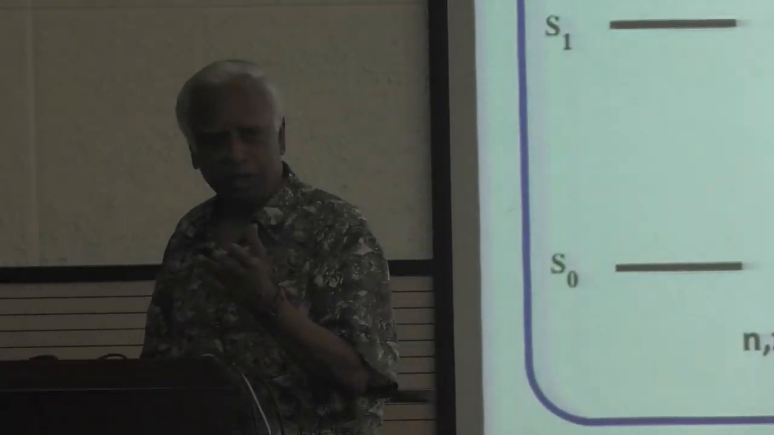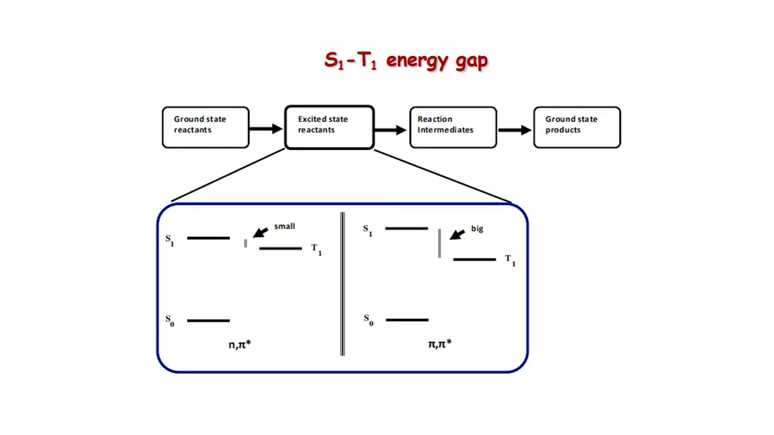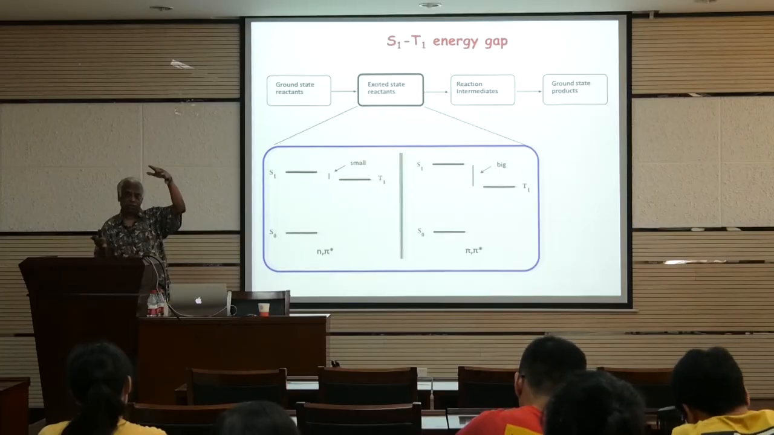So as I mentioned already, in the triplet state, when the two electrons have the same spin, they stay far apart. If they stay far apart, there is less repulsion between those two. The repulsion is the one which is increasing the energy. So if there is less repulsion, the energy will go down.